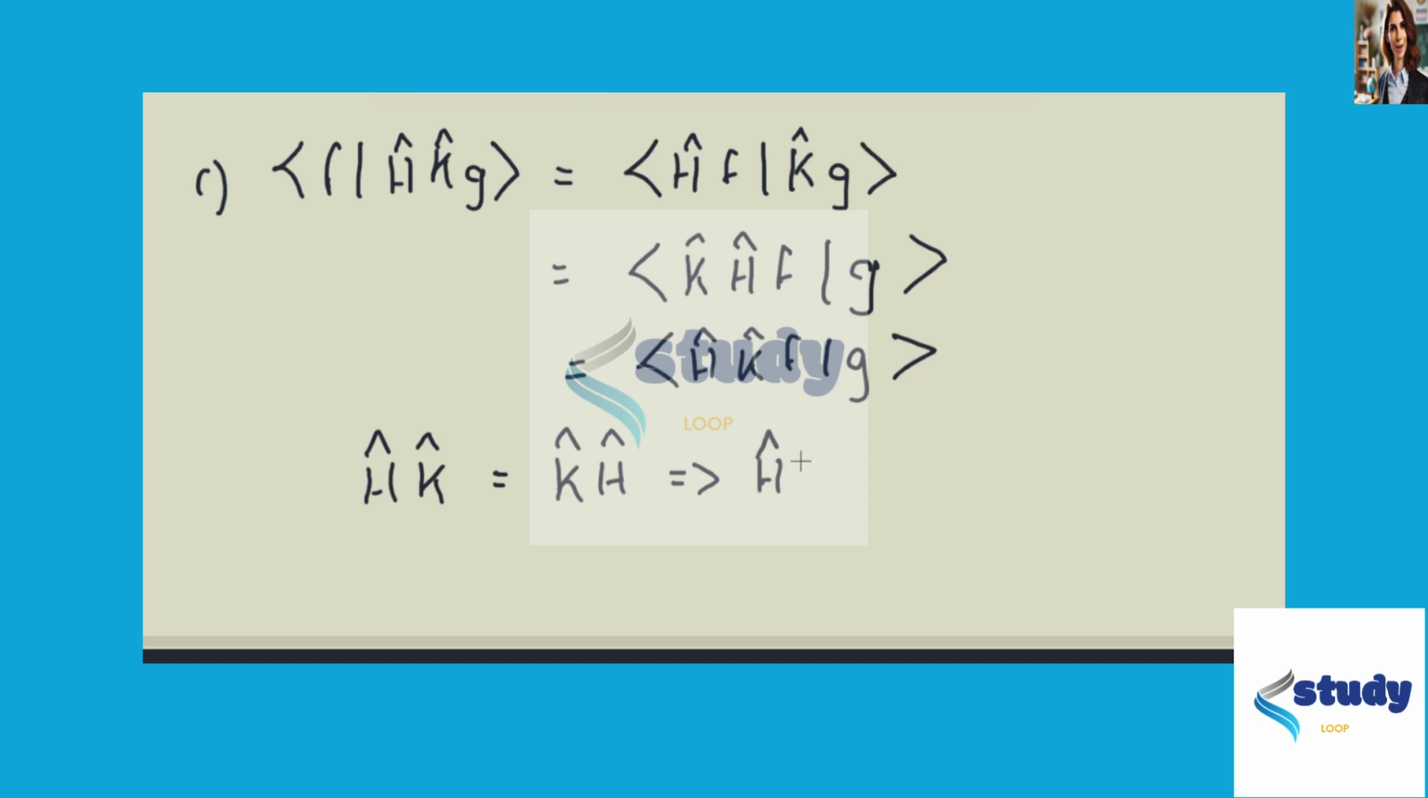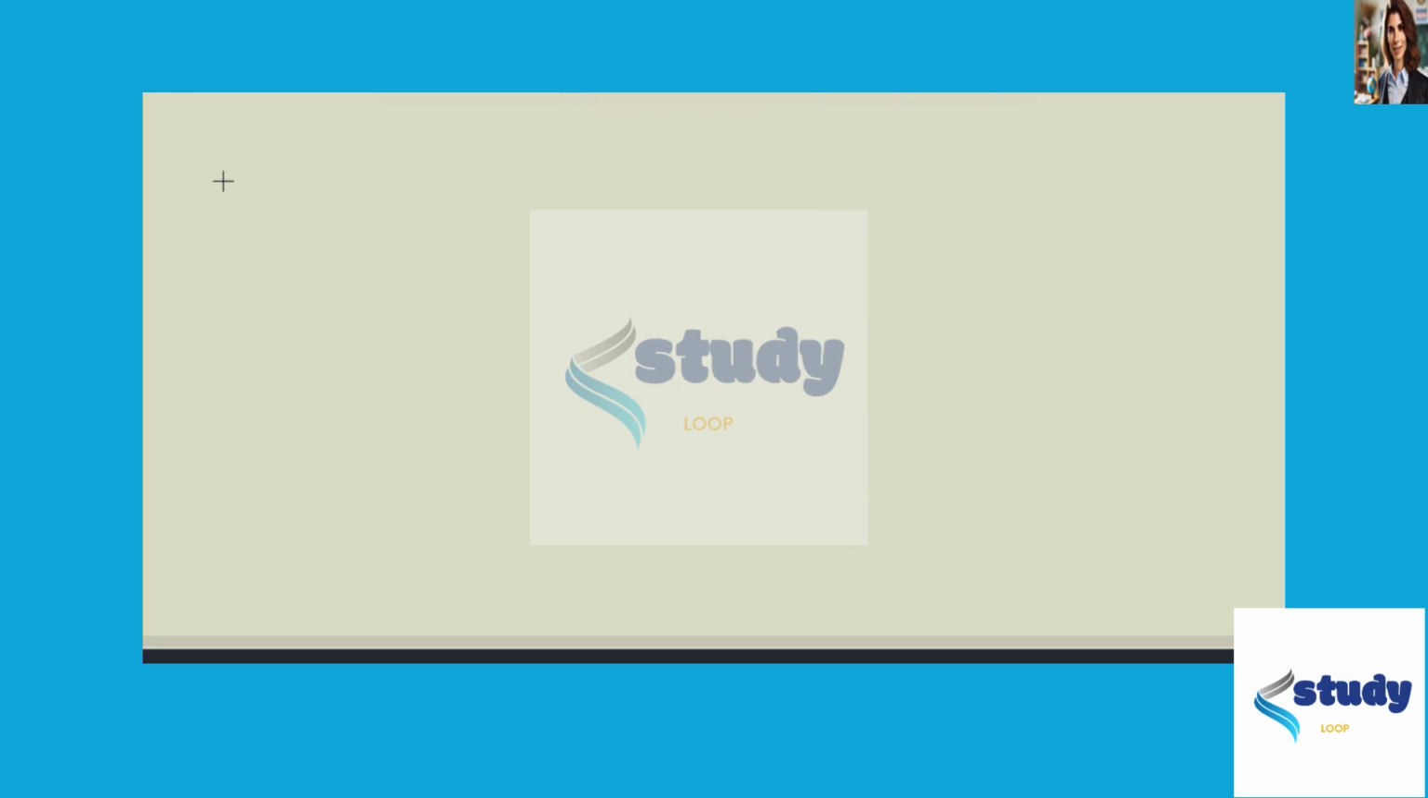So we need H cap K cap to be equal to K cap H cap, or H cap K cap minus K cap H cap should be equal to 0, that is, the commutator of H and K should be equal to 0. This is the condition required for the product of two Hermitian operators to be Hermitian. Now in the fourth part, we have to prove that the position operator and the Hamiltonian operator are Hermitian.